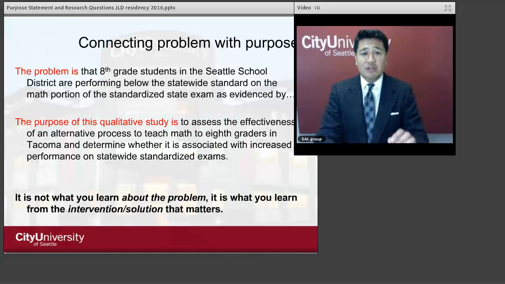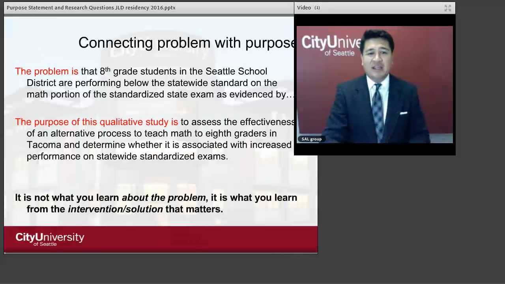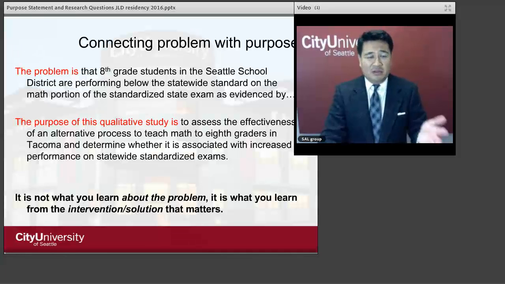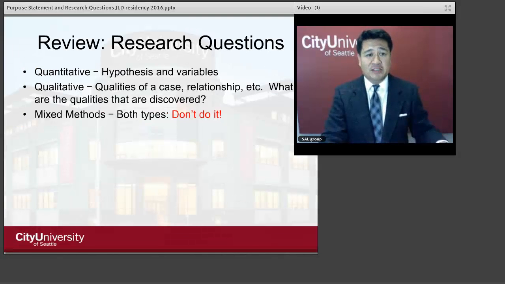So it's not what you just learn about the problem. It's not just finding out that 8th grade students are performing below the statewide standard. That's great, and we know why, and okay, we can do a lot more research on why, but the key is, what do you learn if you intervene or you solve the problem? That's what matters.